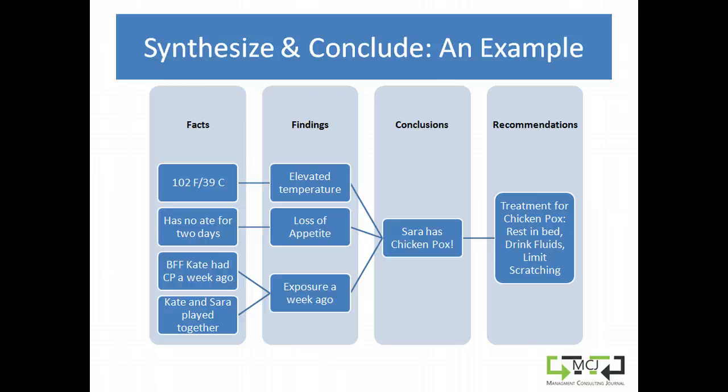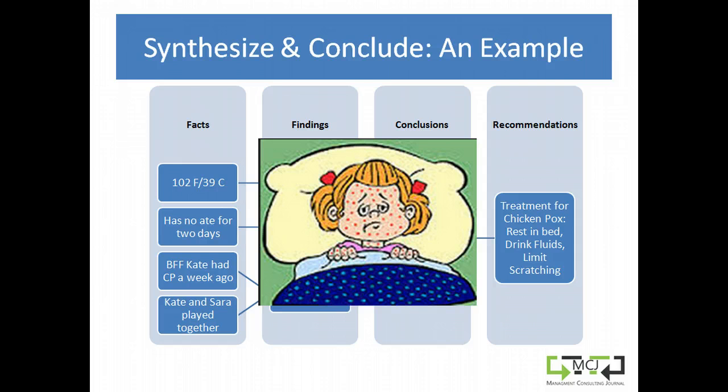So based on these facts, you can conclude some findings: she has elevated temperature, loss of appetite, and she had exposure to chickenpox a week ago. And with these findings, you conclude that Sarah has chickenpox as well, just like her best friend Katie. And the recommendations could be rest in bed, drink fluids, and limit the amount of scratching that she does. And there's Sarah. She doesn't look very happy. So that is the process that we go through to come up with a recommendation.